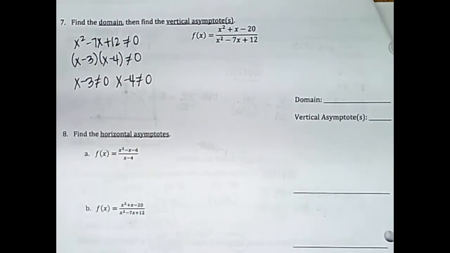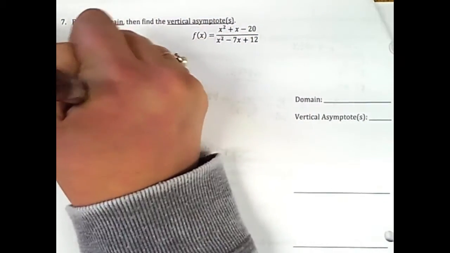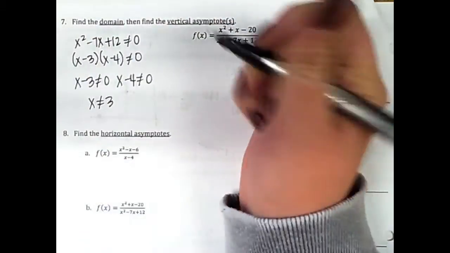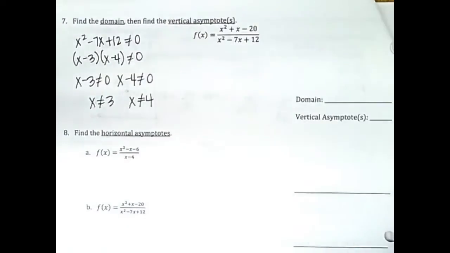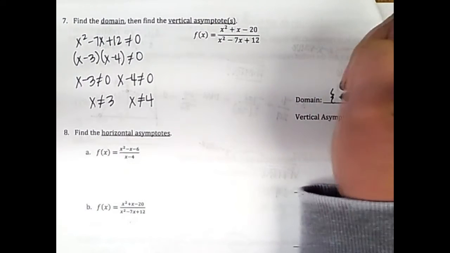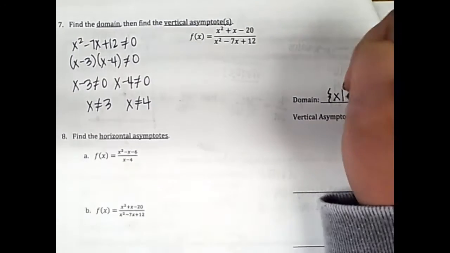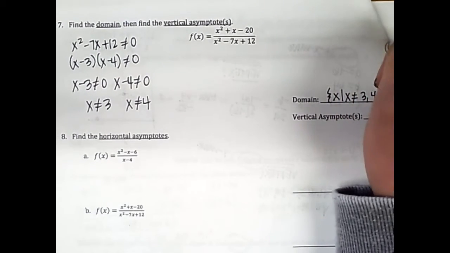And so now I can solve. I add 3 to both sides, and so x can't be equal to 3. I add 4 to both sides, and x can't be equal to 4. So my domain is just that: for all x values, x cannot be equal to 3 or 4.